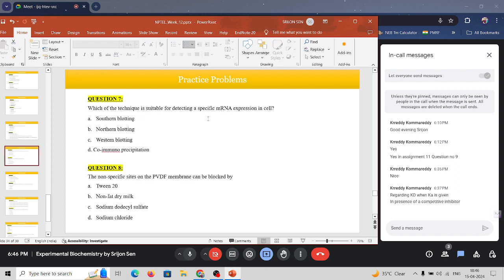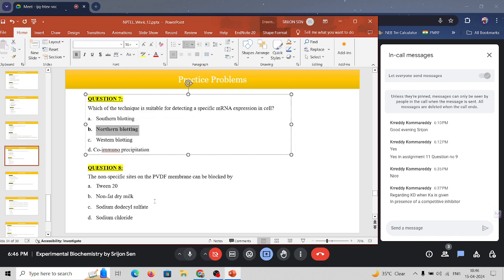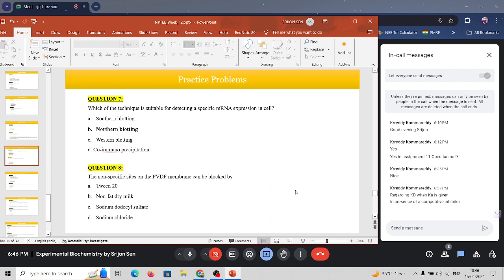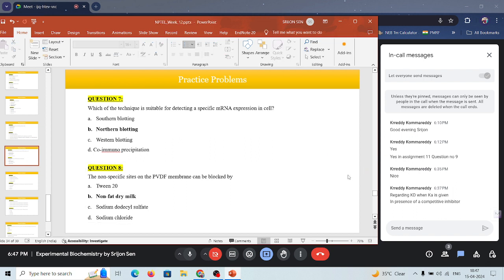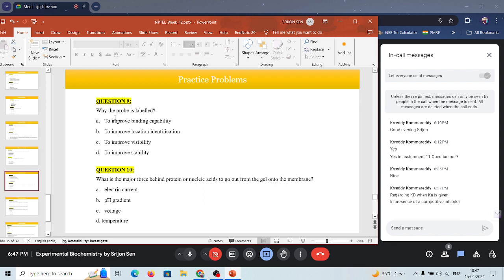The next one. Which technique is suitable for detecting a specific mRNA expression in a cell? Northern blotting. Okay. The non-specific sites on the PVDF membrane can be blocked by? For blocking the non-specific sites on a PVDF membrane, we use BSA. Yes, we definitely use BSA. Apart from that, we can also use non-fat dry milk or skimmed milk powder, which we dissolve in a particular buffer and then use as a blocking agent. Why is the probe labeled?